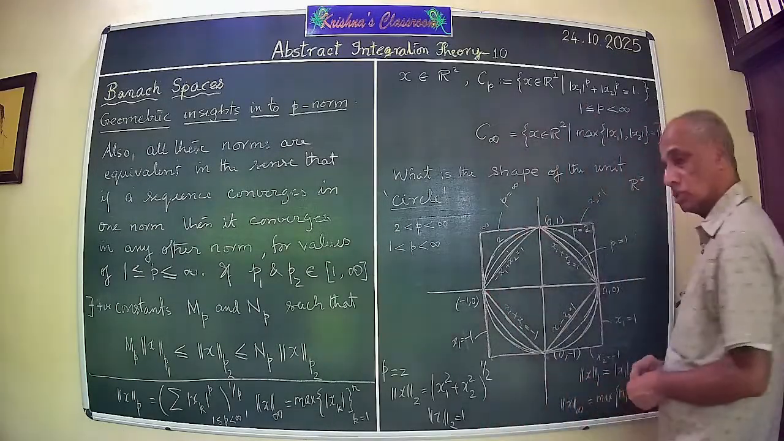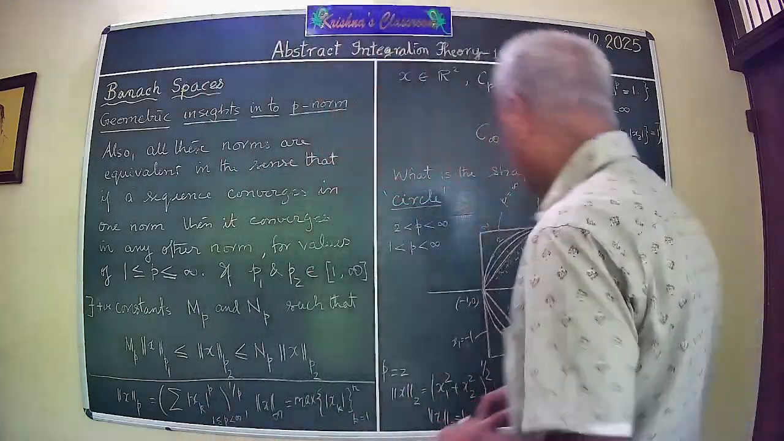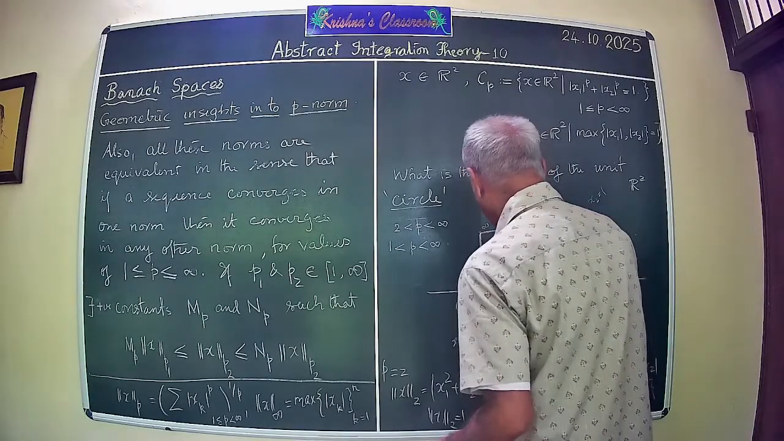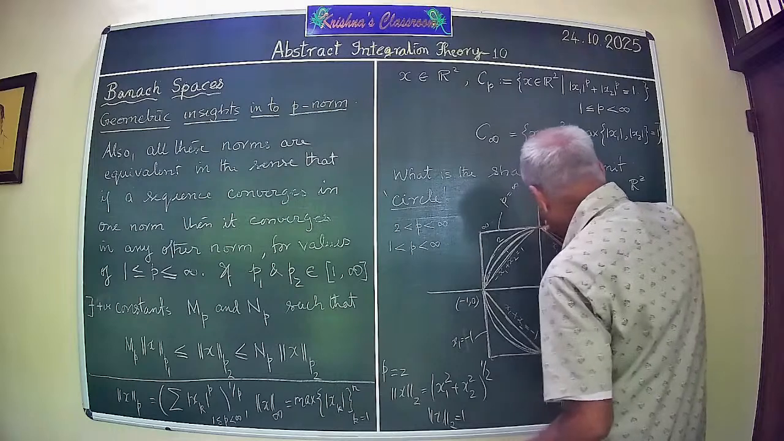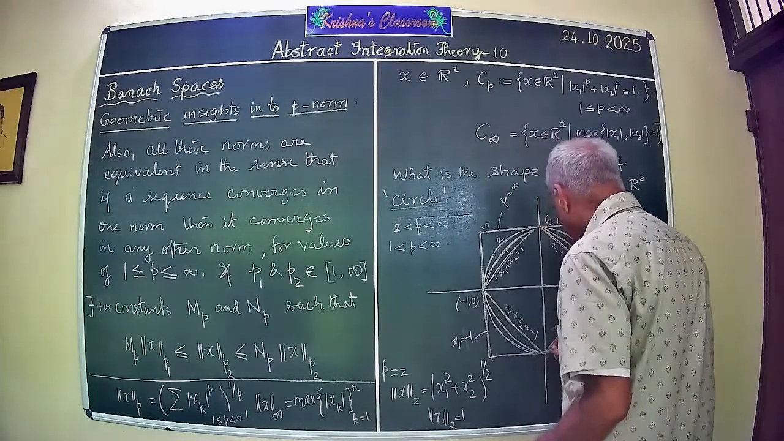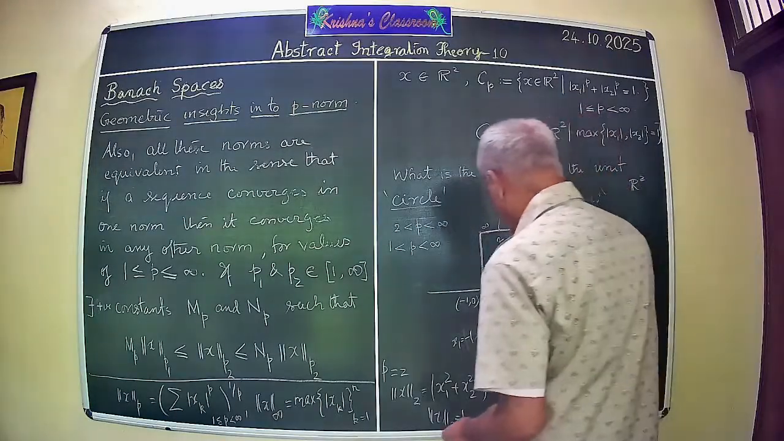Okay. So that is the one that you have, which let me mark with different color. So this is going to be for some p that lies between 1 and 2.